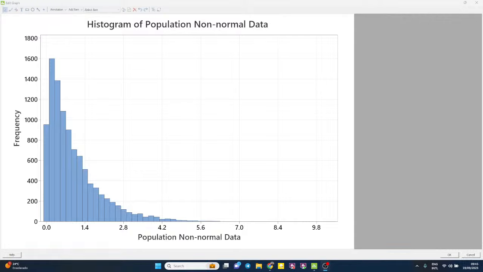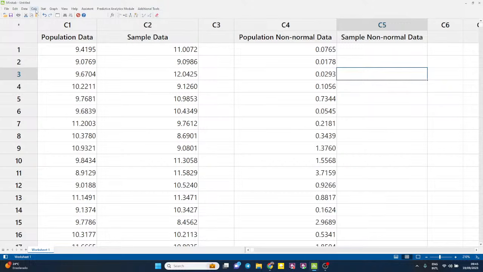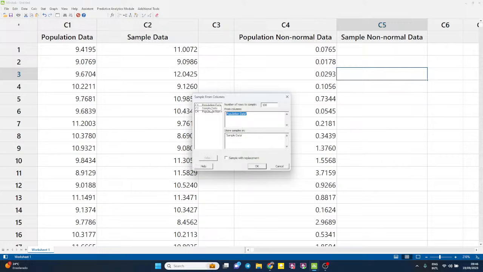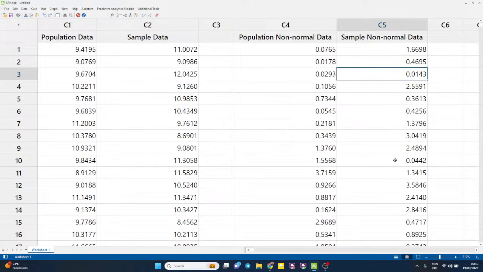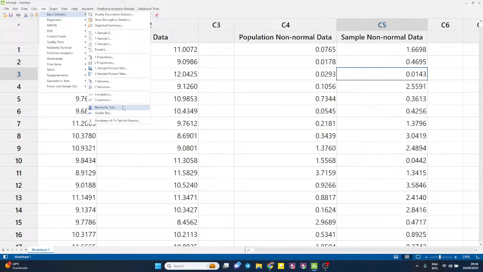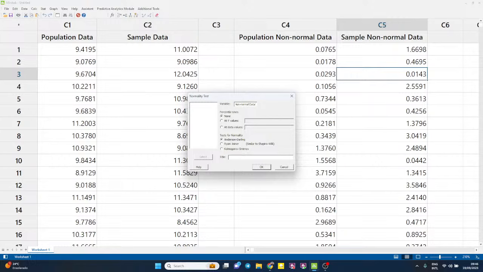Yeah, beautiful. So I'm going to take a sample from here. A sample from here. And then let's run now a normality test for non-normal data. But before clicking OK, let's reflect here together.